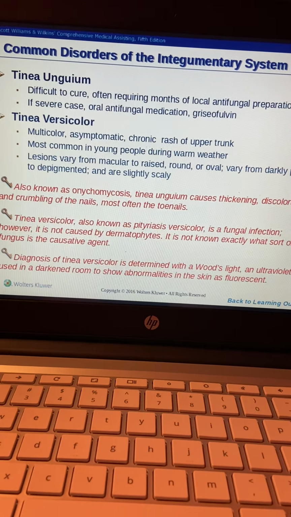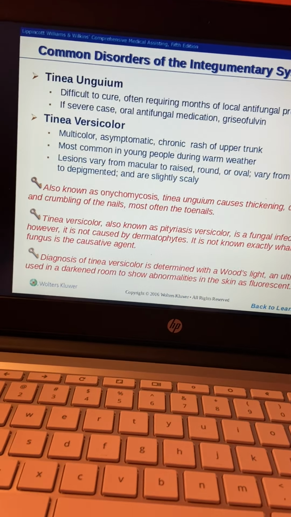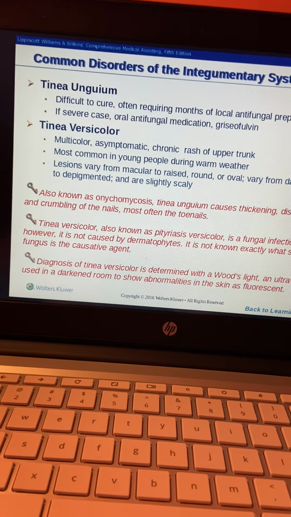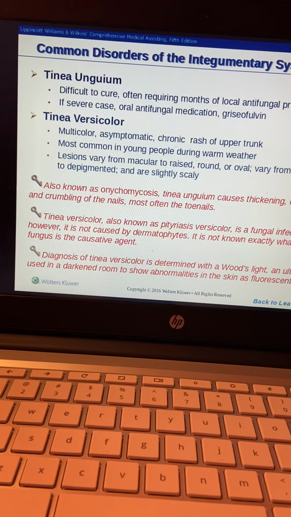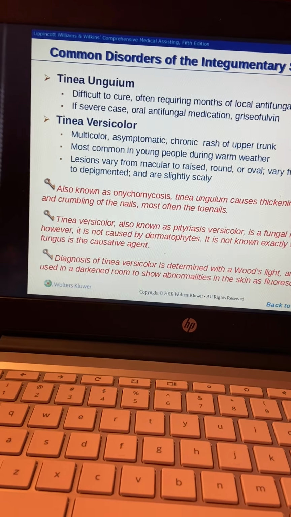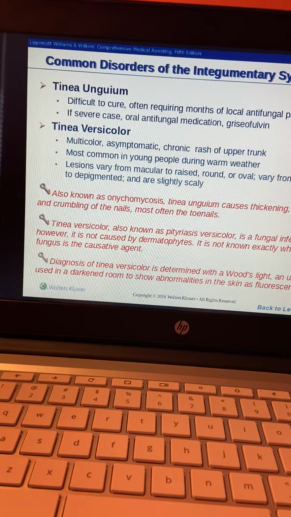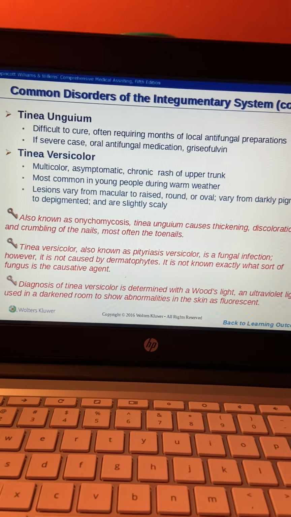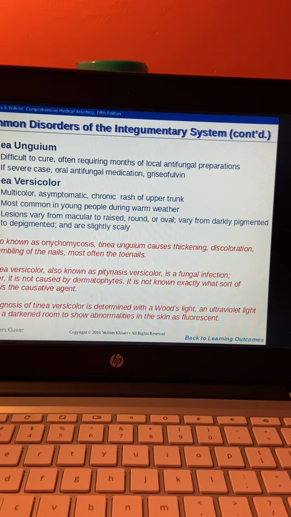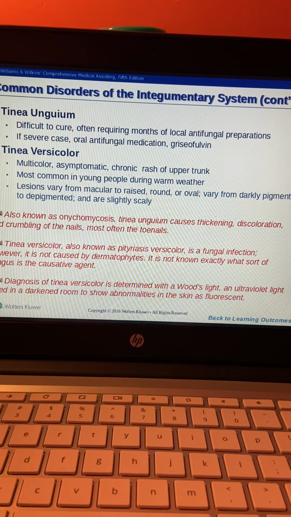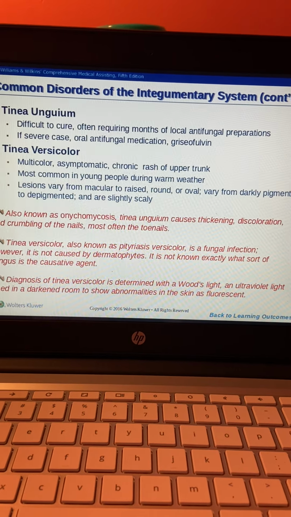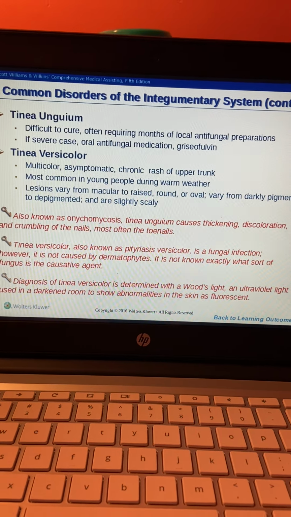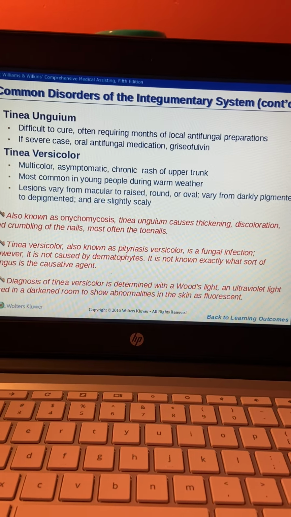This is also known as onychomycosis, which causes thickening, discoloration, and crumbling of the nails, most often on the toenails. This is difficult to cure, often requiring months of local antifungal preparations. In severe cases, oral antifungal medications are prescribed.